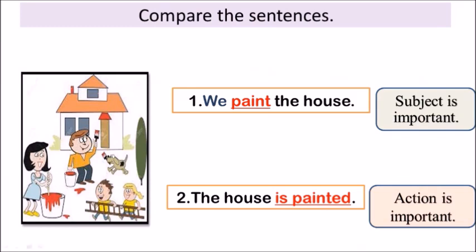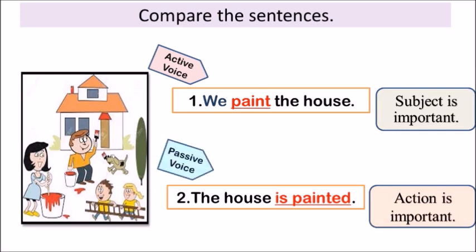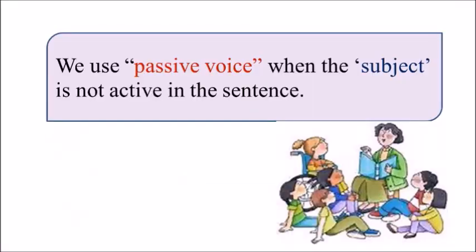Look at the first sentence. Number 1. We paint the house. In this sentence, you can find the doer because it is in active voice. Look at the second one. Number 2. The house is painted. Here, the action is important. So, it is written in passive form. Hope you realize the difference. We use passive voice when the subject is not active in the sentence.